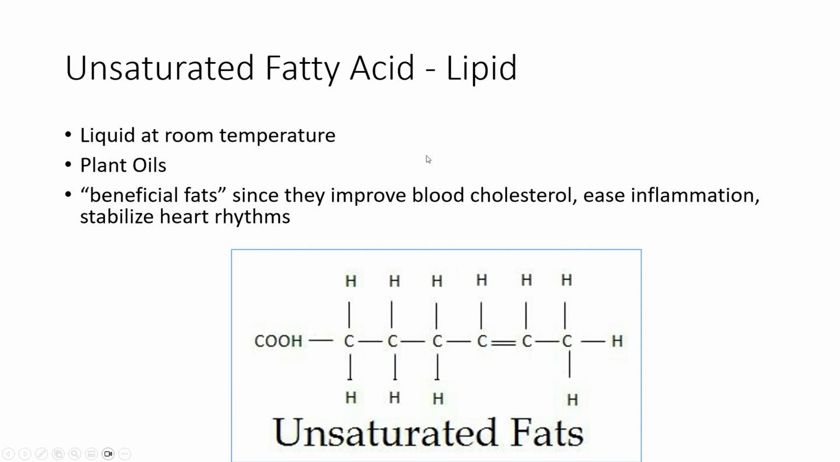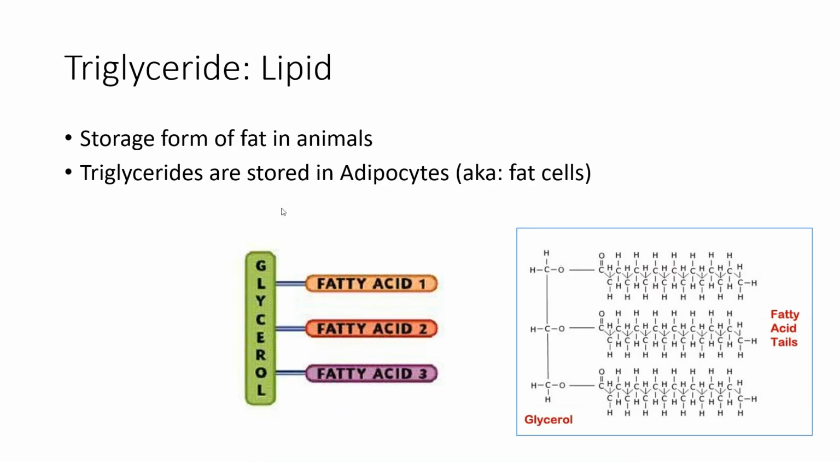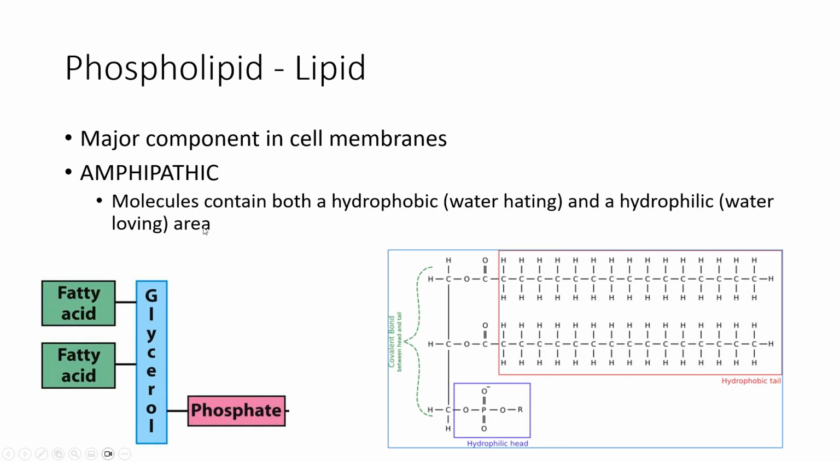If you picked unsaturated fatty acid, you could pick one of these 3 bullets. They're liquid at room temperature, or they're made of plant oils, or they're beneficial fats. If you picked triglycerides, you could say this is the storage form of fat in animals. If you picked phospholipid, you could say it's the major component of cell membranes and they're amphipathic. Or you could say they're made up of a glycerol, 2 fatty acids, and a phosphate if you wanted to get that technical with it.